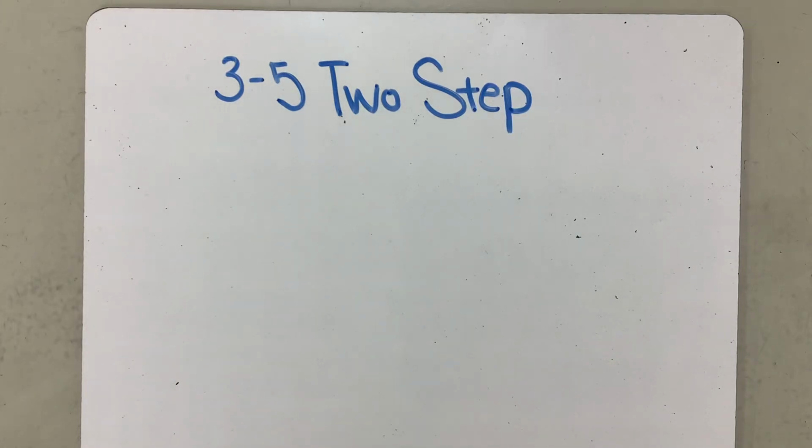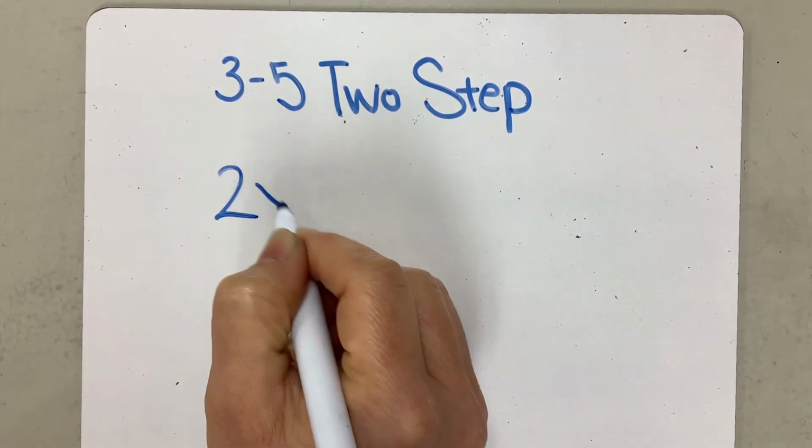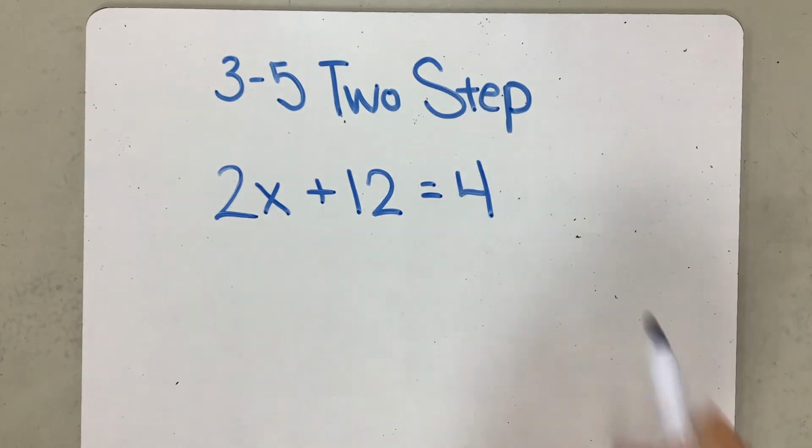All right, welcome back. Today we are doing section 3-5. This is covering two-step equations. Basically, we're putting together what we have already done into equations, more of the type that you'll be dealing with in pre-algebra and algebra. All right, so for instance, we have 2x plus 12 equals 4.